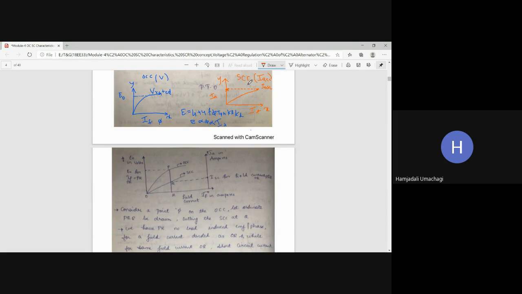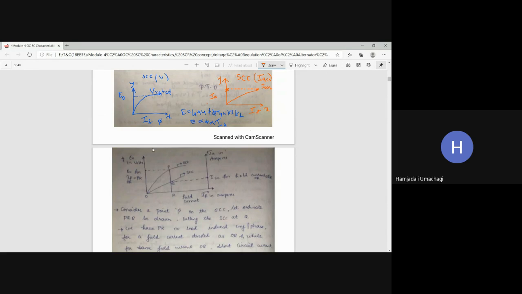Do you have any doubts? And in both cases, what will the x-axis be? Field current only. Here also it is field current, and here also it is field current. Is it clear, all of you? Yes, sir. So this is all about the OCC and SCC characteristics.